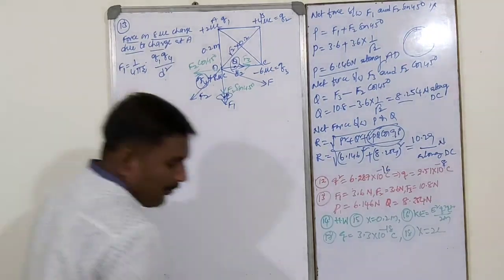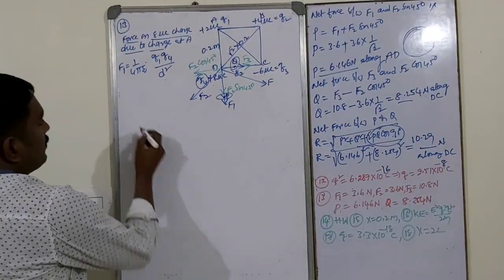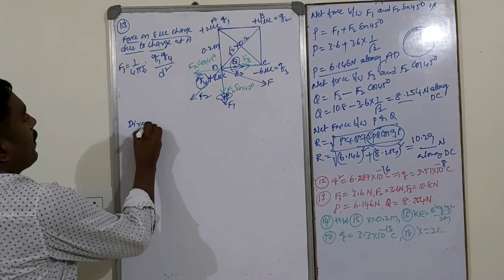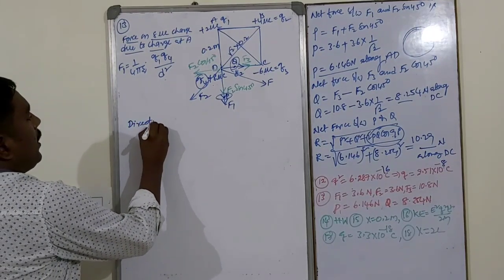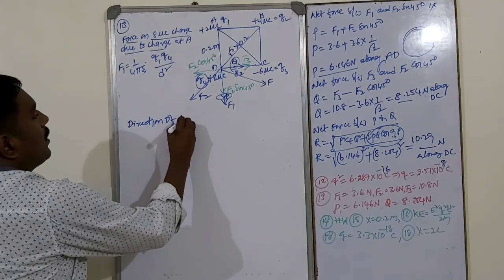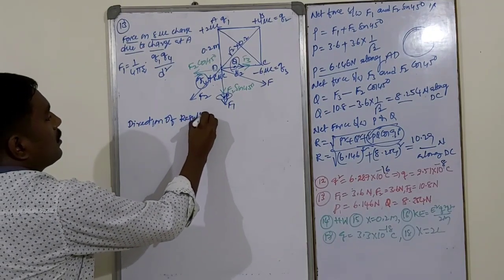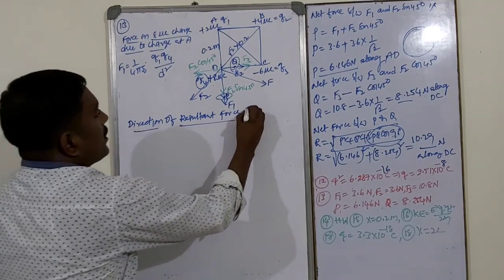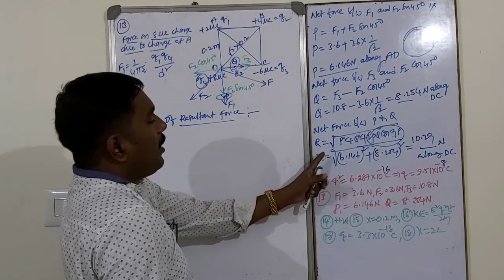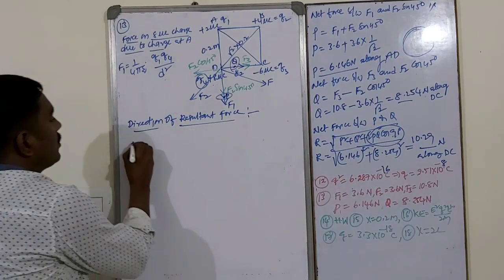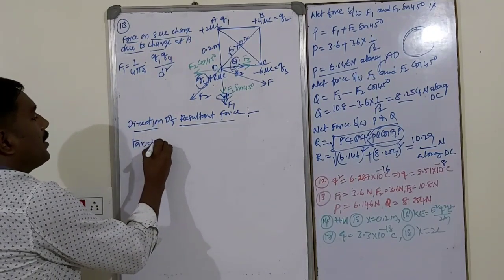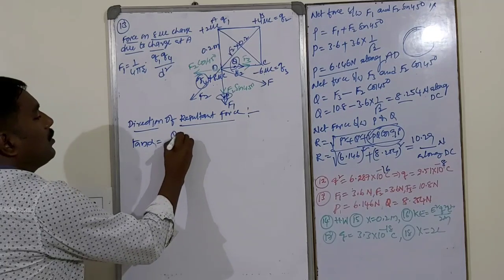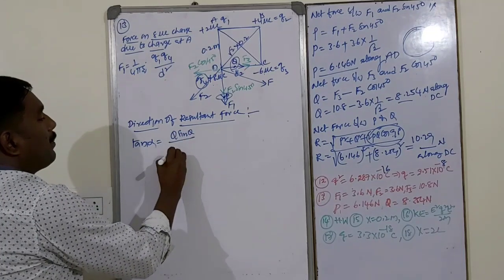So, direction of resultant force. That means we need the direction R of P. So we already know tan alpha is equal to Q sin theta by P plus Q cos theta.